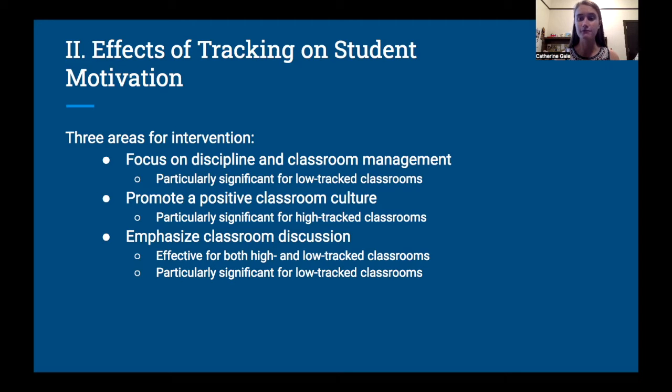And then finally, for both high track and low track students, emphasizing a classroom discussion culture, so promoting discussion and open conversation in your classroom, has a positive effect on motivation for both tracks. And it's particularly significant for low track classrooms. So when you promote discussion in your low track classrooms, that actually increases student motivation even more significantly than in higher track classrooms.